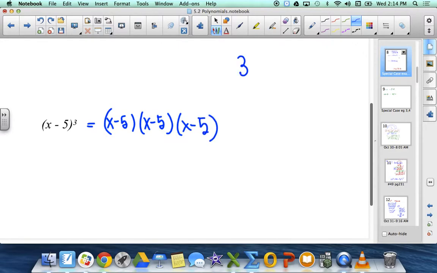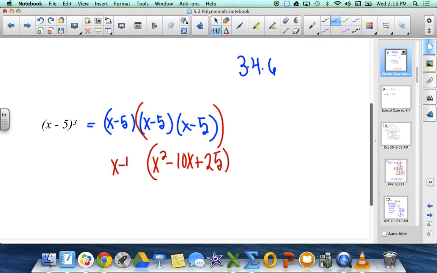If I gave you 3 times 4 times 6, what would you multiply together first? 3 and 4? Well, some people might multiply 4 and 6. It doesn't matter. All right, good. So I'm going to multiply these together. And when I do, I'm going to get x squared minus 10x plus 25.